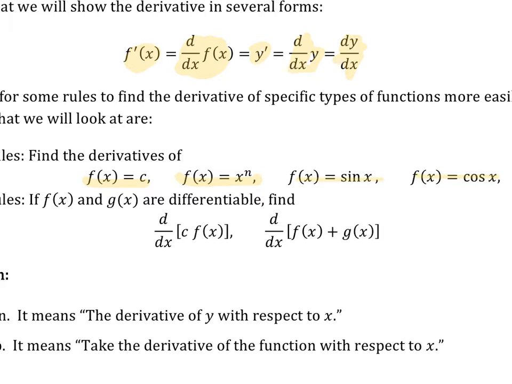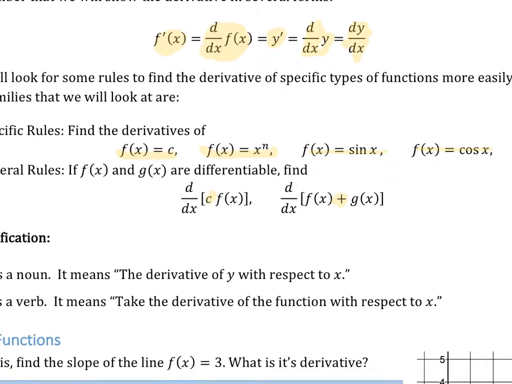Then we're going to have some general rules that talk about, well, what if we have a function that is multiplied by a constant here? What do we do with that constant? What if we have two functions being added, a sum of functions there? So those are general rules.